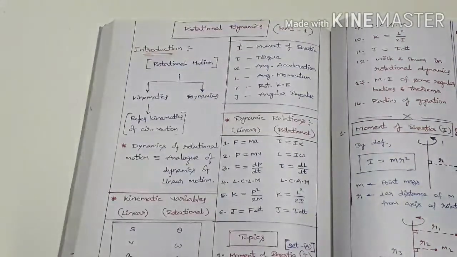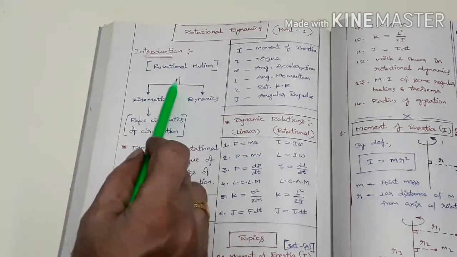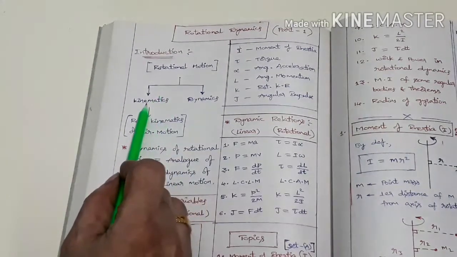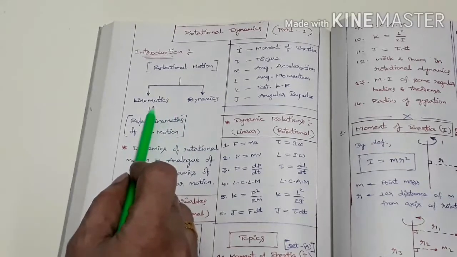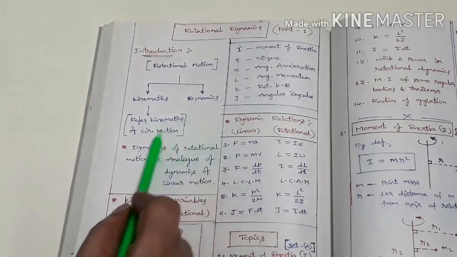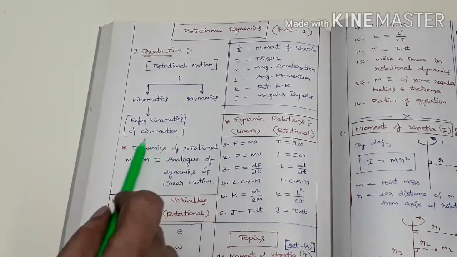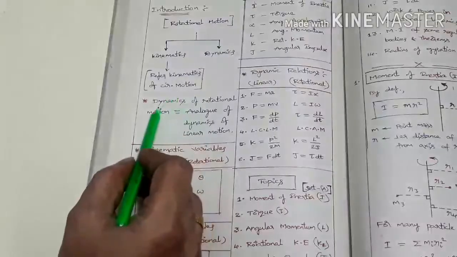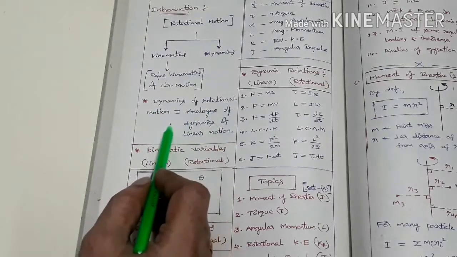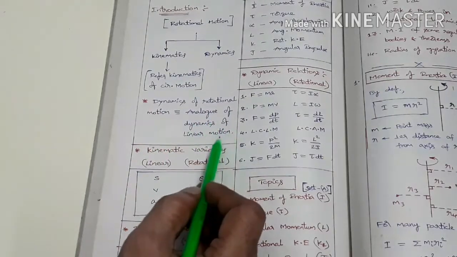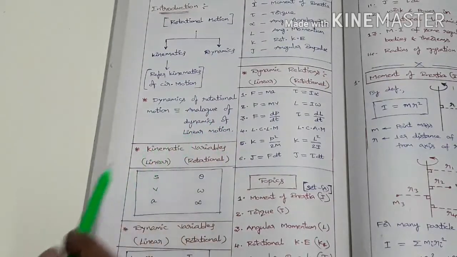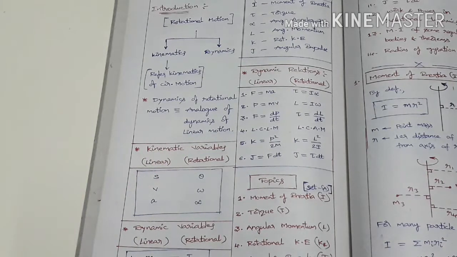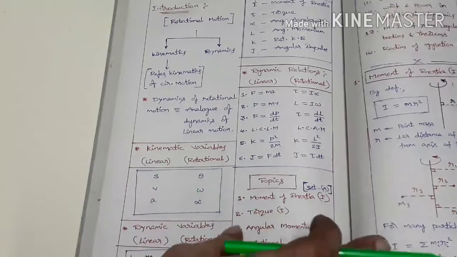So, introduction, first one. Rotational motion can be divided into two categories. One is the kinematics part, the other one is the dynamics part. For the kinematics part, refer to kinematics of circular motion. Next one, dynamics of rotational motion. It is the analog of dynamics of linear motion. So whatever you have learned in linear motion, the same things will be repeated here in rotational motion.